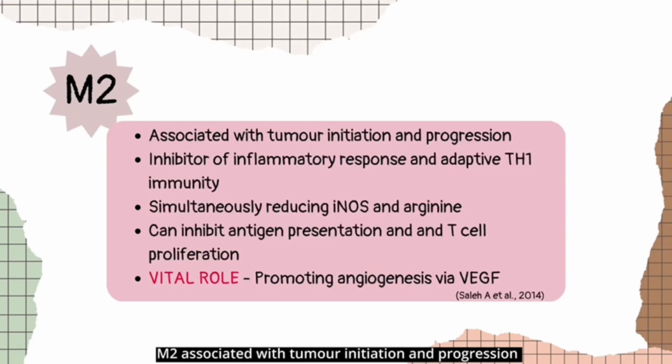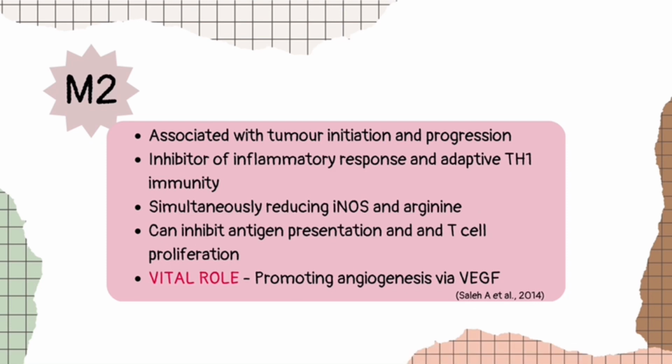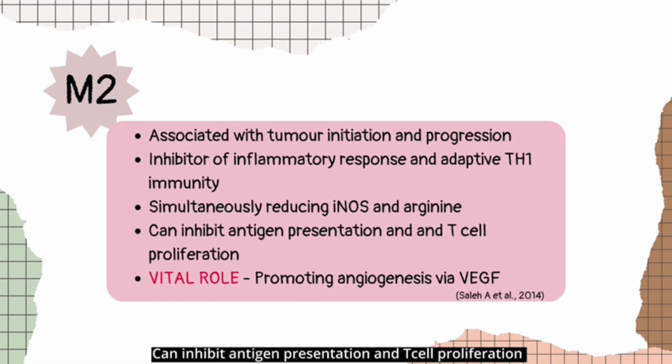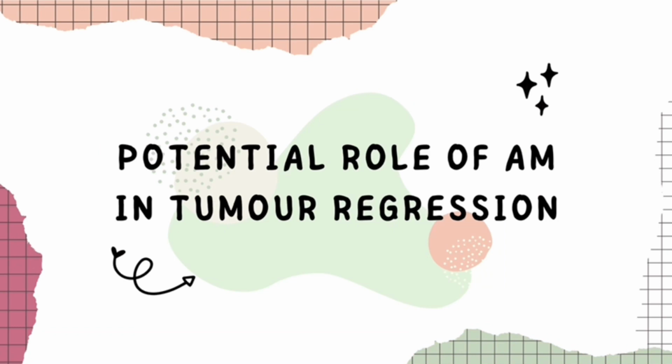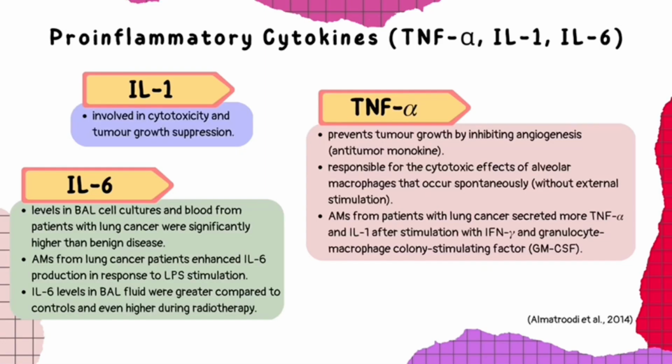M2 is associated with tumor initiation and progression, and as an inhibitor of inflammatory response and adaptive Th1 immunity. And also, M2 can simultaneously reduce iNOS and arginine as pathogen killing, and can inhibit antigen presentation and T-cell proliferation, and has a vital role in promoting angiogenesis via VEGF. This is the potential role of alveolar macrophages in tumor regression.